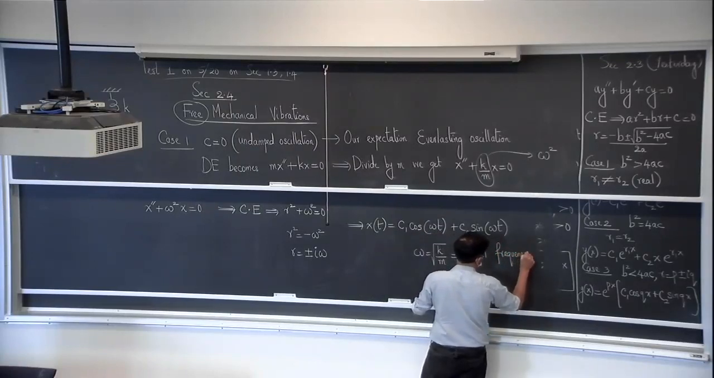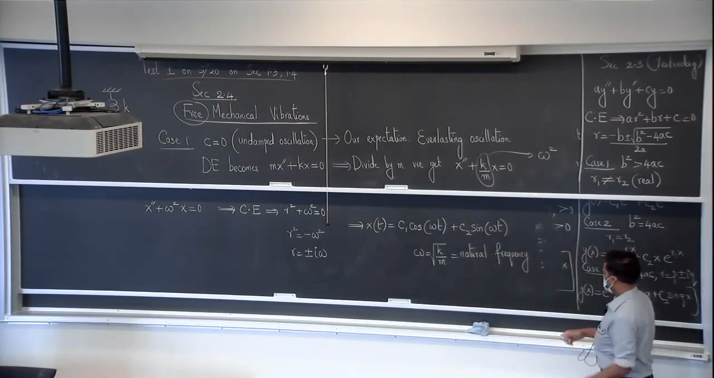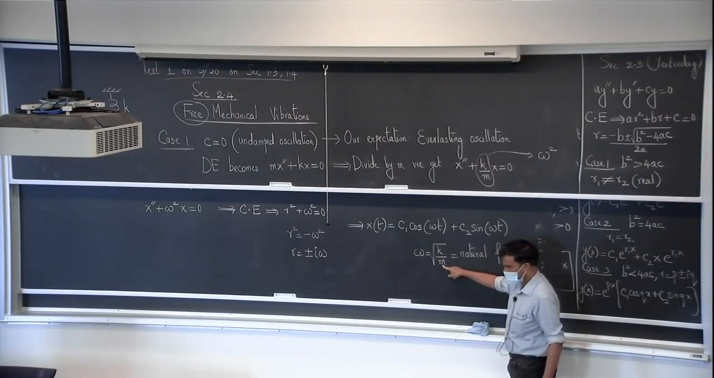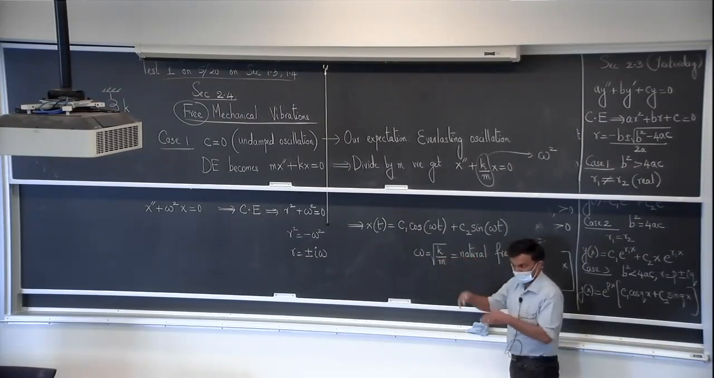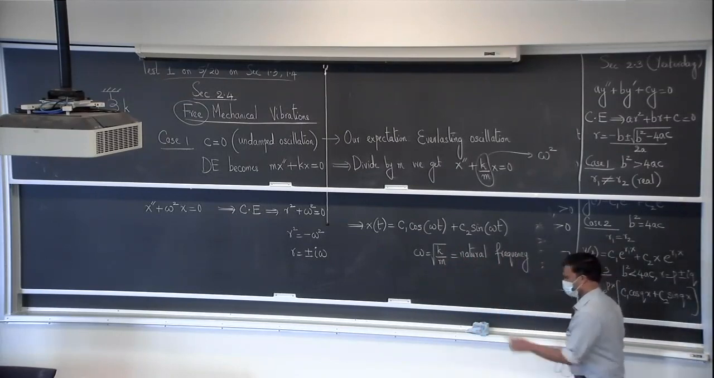Frequency is the number of cycles per second, the number of times it vibrates. If you look at the units here, the units of k would be newtons per meter, and m is in kilograms. If you do a unit check here, you will get 1 over second. It's the number of cycles per second. So omega is the natural frequency of the spring mass system.